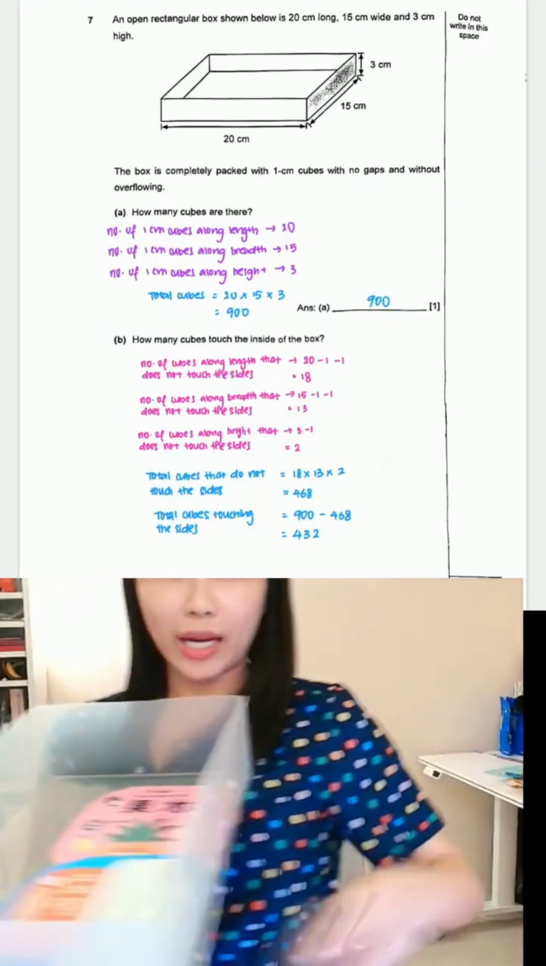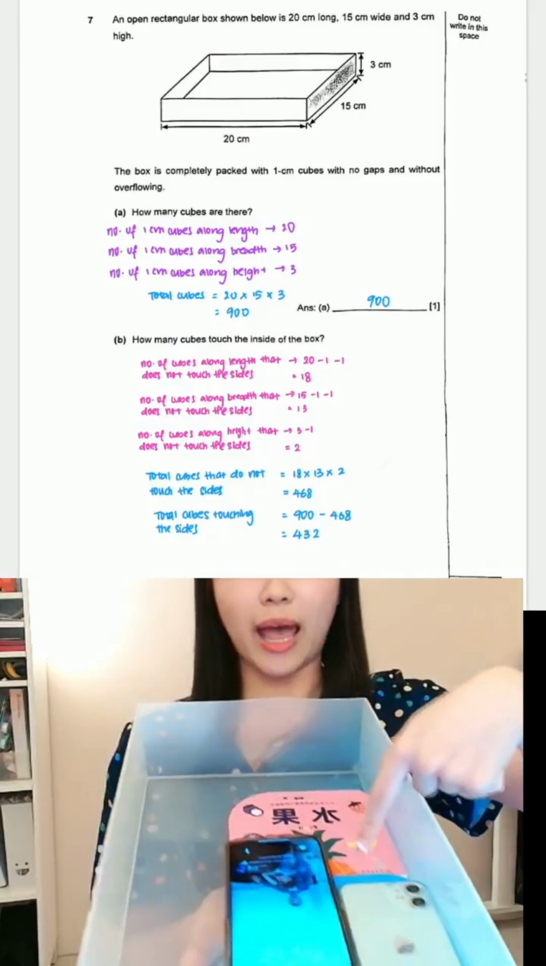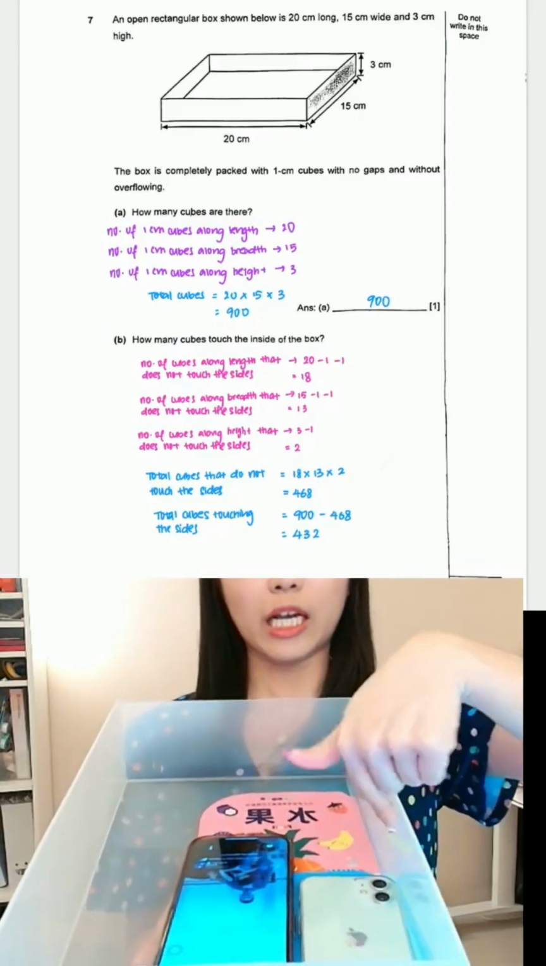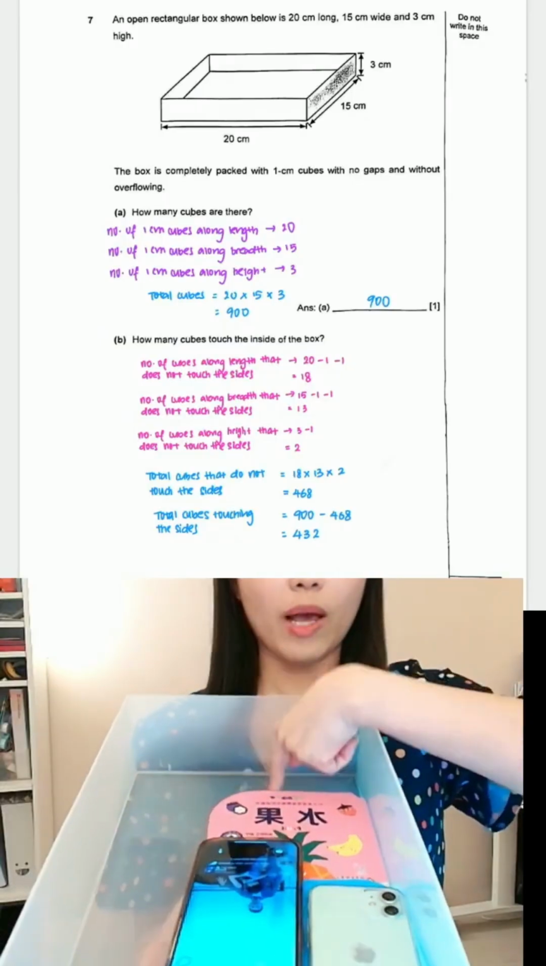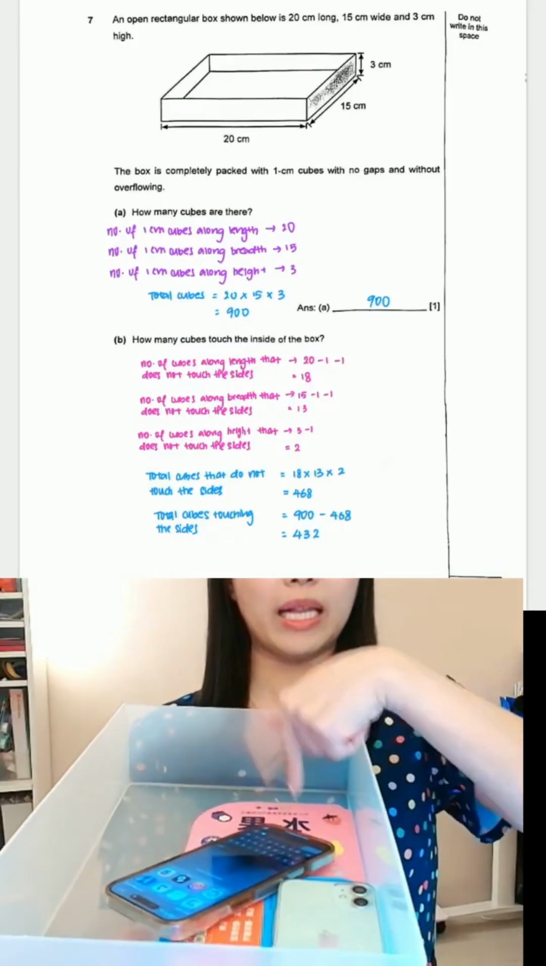However, let's say I put another one here. This is not touching any side of the box if I put it like this. It didn't touch here, it didn't touch here, it didn't touch the bottom. Why? Because for the bottom I'm now using another book beneath it. So that's what it means by touching.